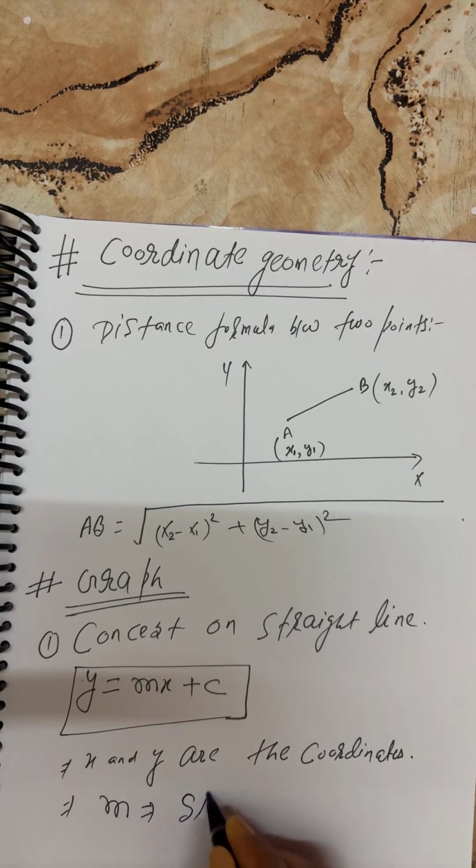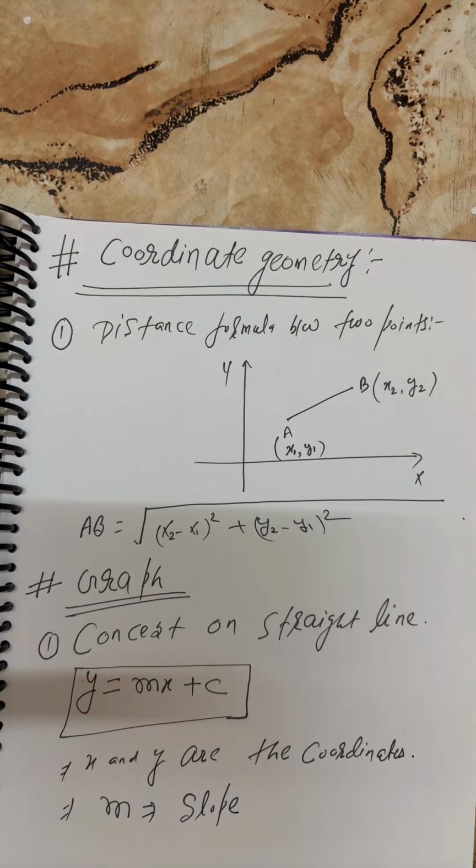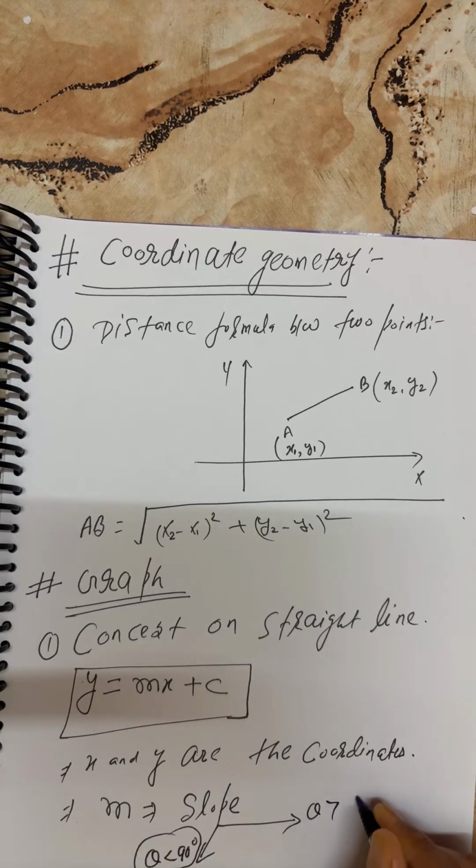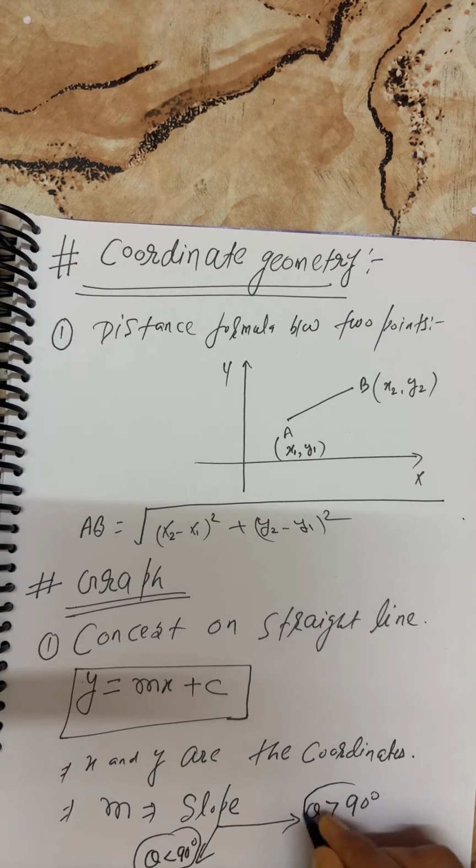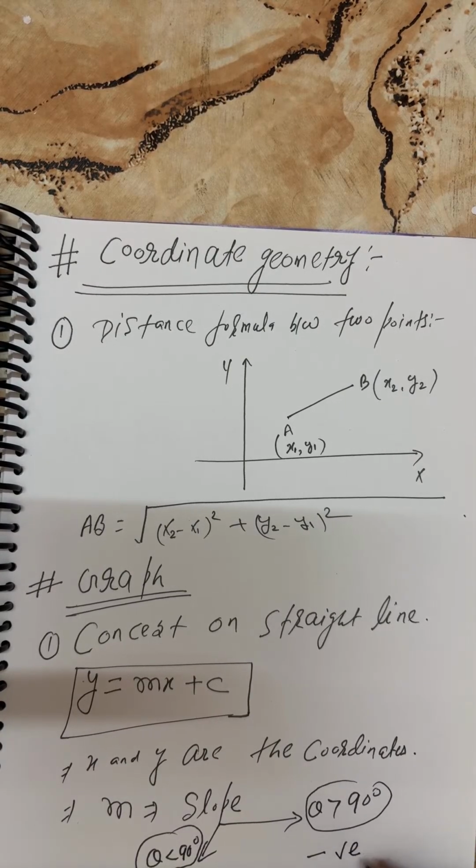Next, beta, m is what representing here? M is representing slope. Kids, a slope may be positive and may be negative. Slope is positive if your angle theta is less than 90 degrees, or you can say acute. If your angle is acute, your slope is positive. If your theta is greater than 90 degrees, obtuse, for that condition your slope will be negative. This is a point which you can keep in your mind.